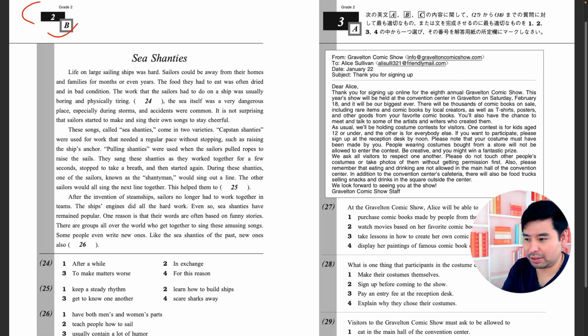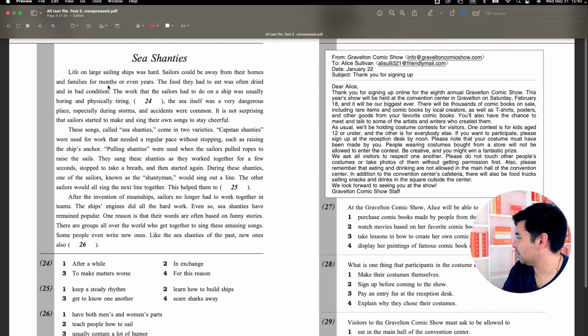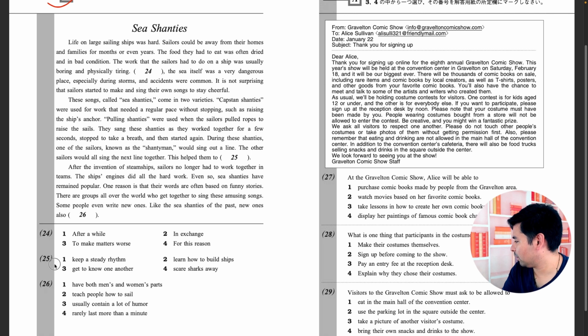Again, it's this story here that I'm reading. Let me get back to you here. And then we have here 24, 25, 26, and as we have already seen, this is the same style.